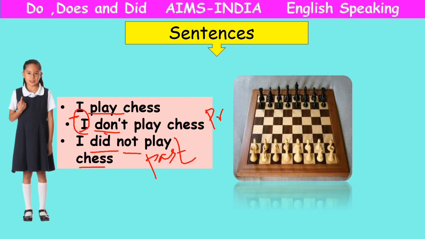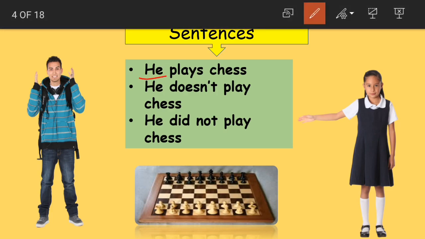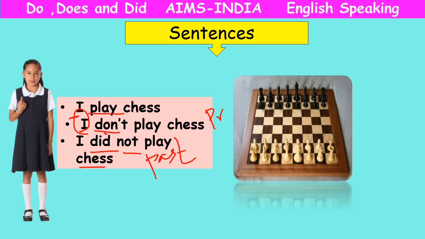Clear? So I play chess. When you want to add it with do forms, then I don't play chess or I did not play chess. Now we'll see about he. He is nothing but the third person. So he plays chess. If you have observed, children, when we were talking about I, we didn't add s after play.